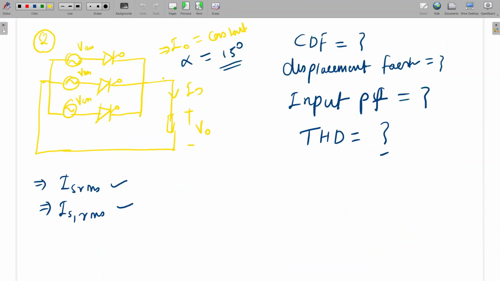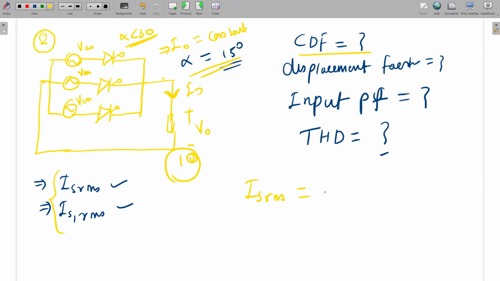So this is a normal question. Alpha is 15 degrees, so less than 30 only. Here alpha is less than 30. So what will be the CDF, current distortion factor? First IS RMS, we'll go one by one. Let's say output current is 10 ampere. What is the IS RMS?